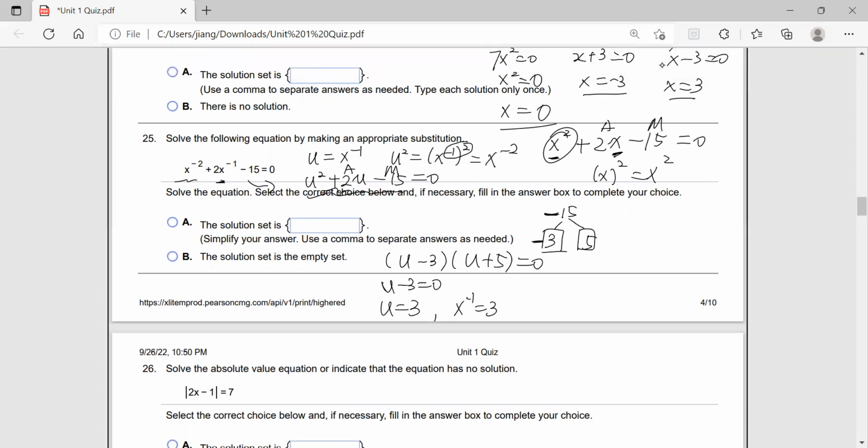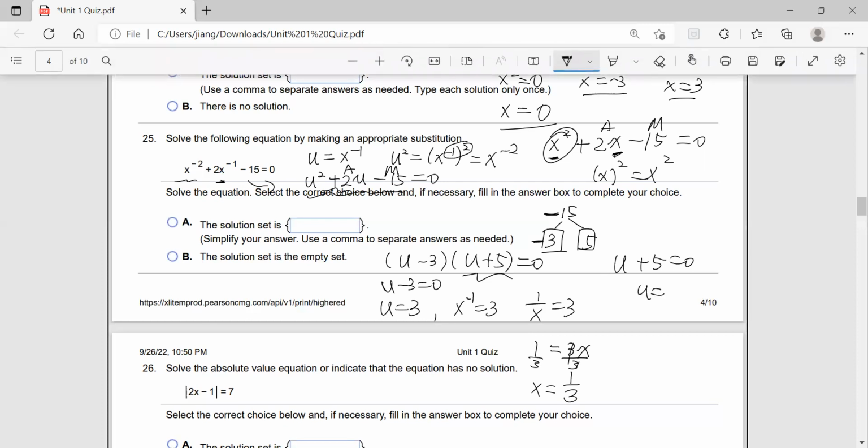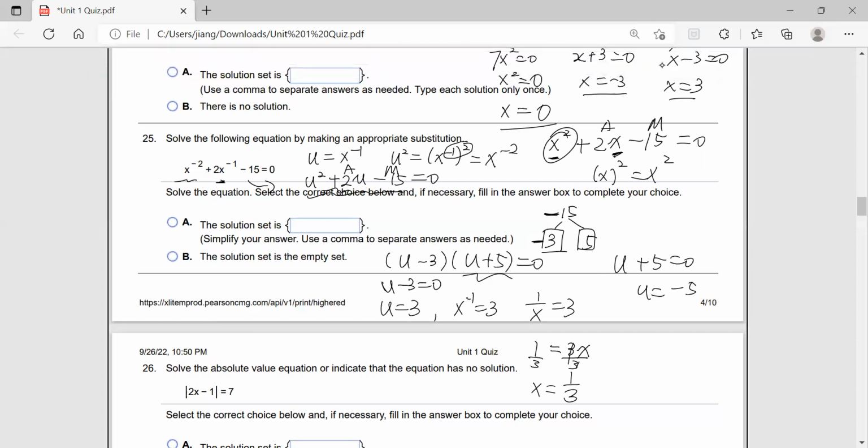And x to the -1, that's 1 over x, that's 3. So multiply both sides by x, you get 1 equals 3x. And then solving for x, divide by 3 on both sides. x equals 1/3. And the other side is the same. u plus 5 equals 0. u equals -5. So x to the -1 is -5. And then 1 over x equals -5. x equals -1 over 5.